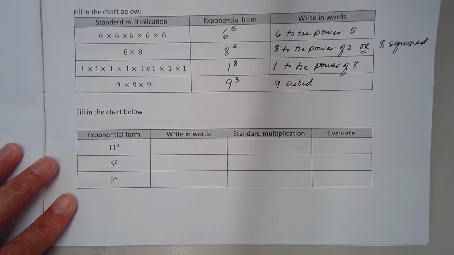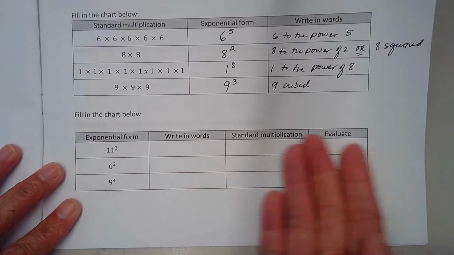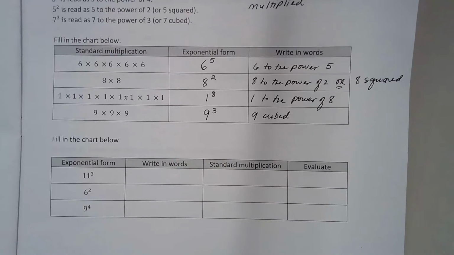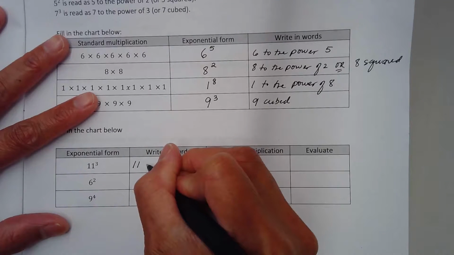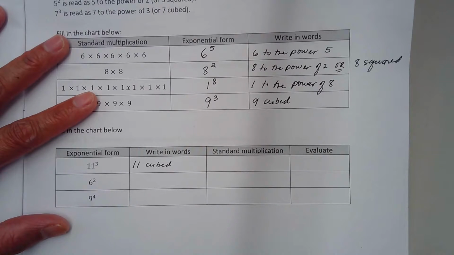How would this be? Write it in words. I'll get you to fill this out on your own. Use your calculator, please, because this can get really, really big. I'll give you a moment to do that. Writing it in words, and then your standard multiplication. I'll give you an example: 11 cubed, or 11 to the power 3, something like that.